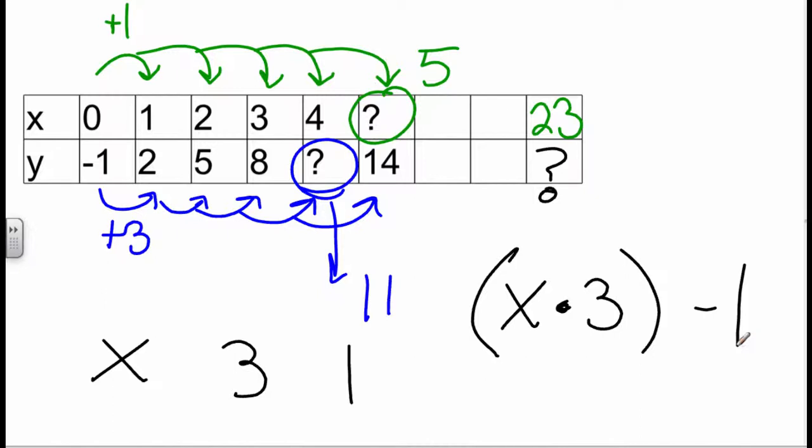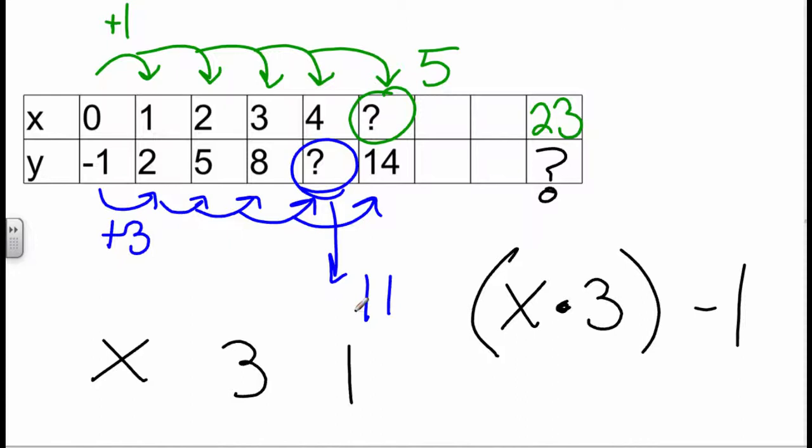What about 2 times 3? 6. Minus 1? 5. 3 times 3? 9. Minus 1? 8. 4 times 3? 12. 12 minus 1? 11. So, all right, we found the pattern. Not easy, but it was there.